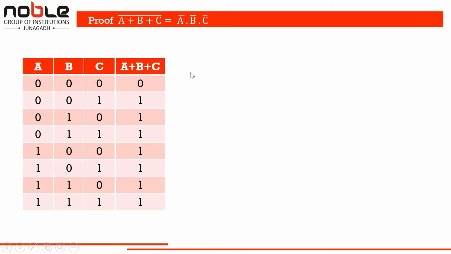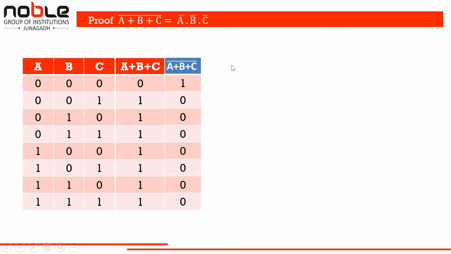So put the value of (A plus B plus C) whole bar: wherever the value is 1 it is converted into 0. So the total value of (A plus B plus C) whole bar is equal to 1, 0, 0, 0, 0, 0, 0, 0. Now we have to again prove the A bar dot B bar dot C bar value.